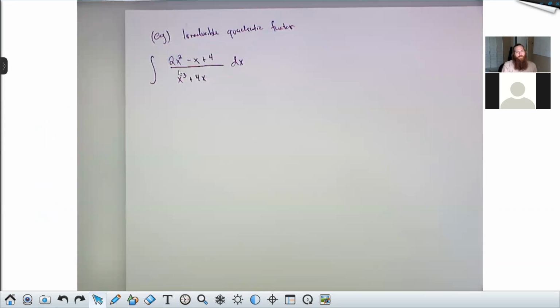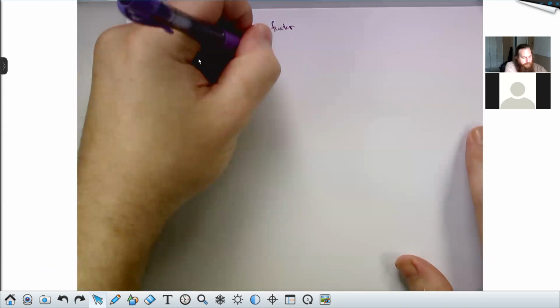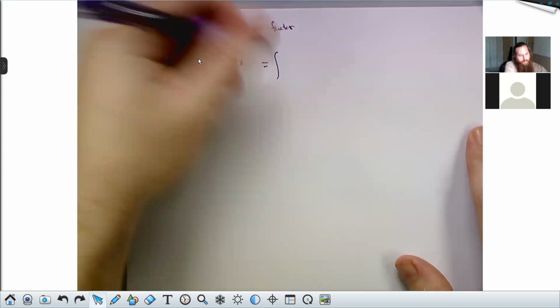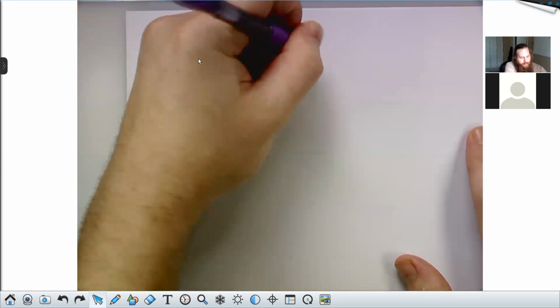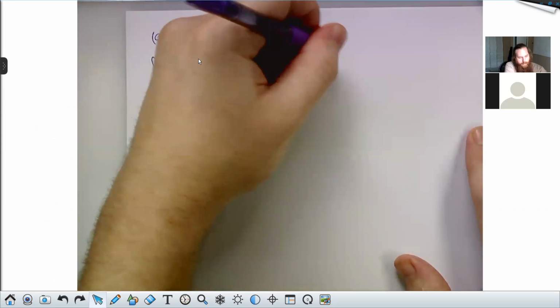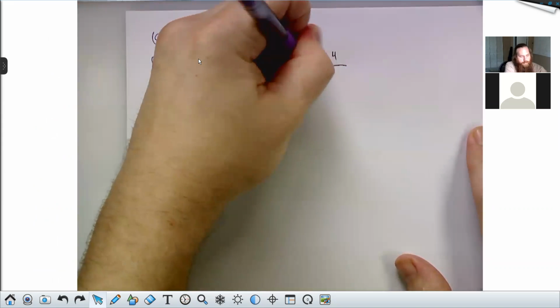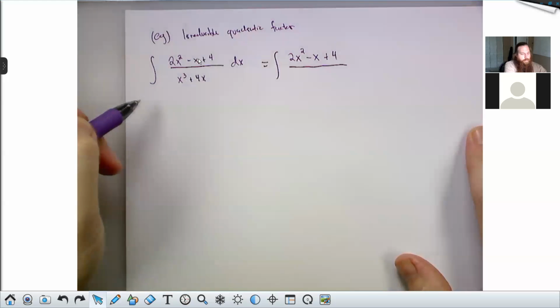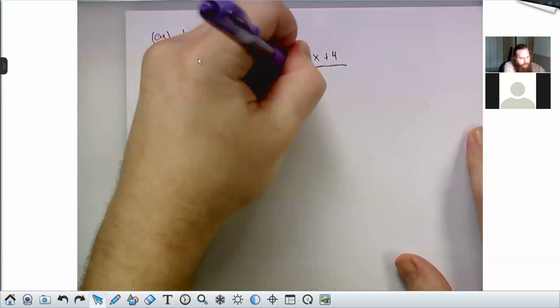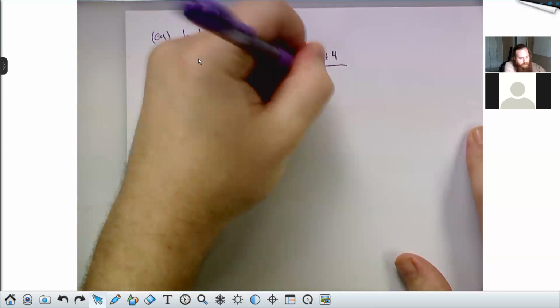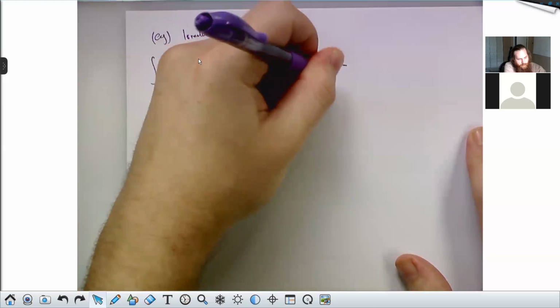The degree of the top is 2, the degree of the bottom is 3. It is a proper rational function, so I am capable of running PFD on this. Before I do that, I'm going to rewrite this with the denominator factored. If they don't give it to you with the denominator already factored, of course, you're going to need to factor the downstairs. I can pull an x out there, and what's left is x squared plus 4.